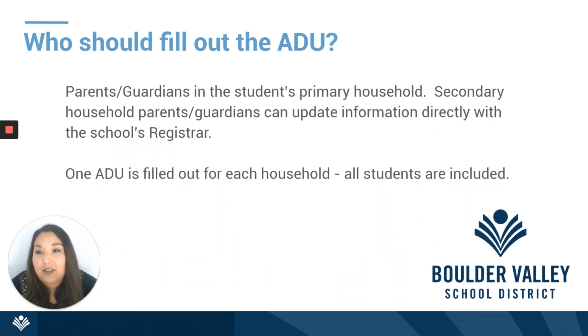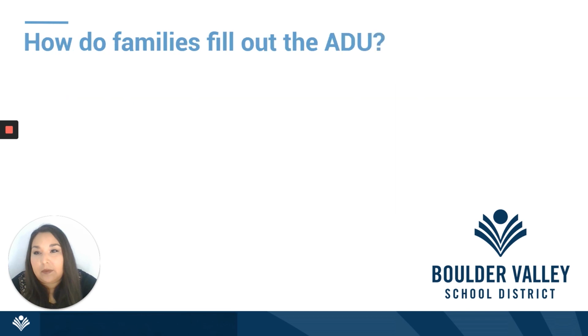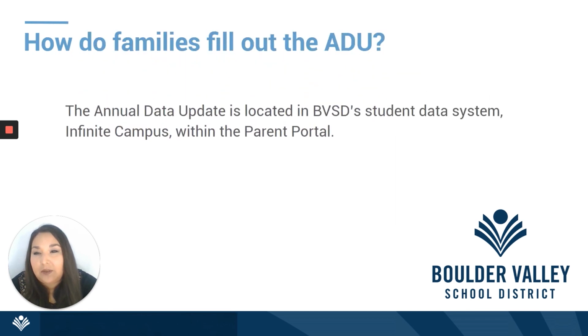Who should fill out the ADU? Parents or guardians in the student's primary household. Secondary household parents or guardians can update information directly with the school's registrar. One ADU is filled out for each household. All students are included. How do families fill out the ADU? The annual data update is located in BVSD's student data system, Infinite Campus, within the parent portal.